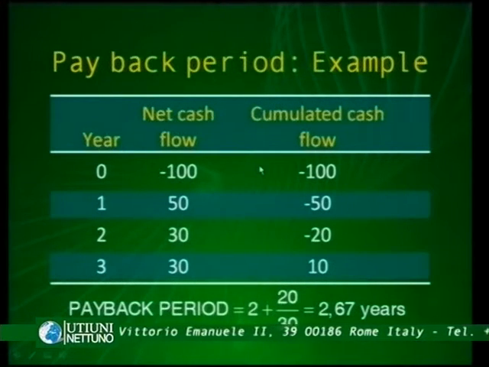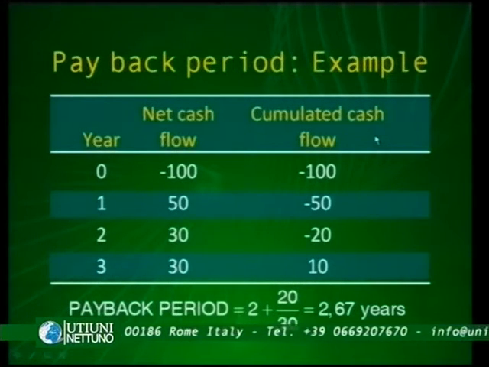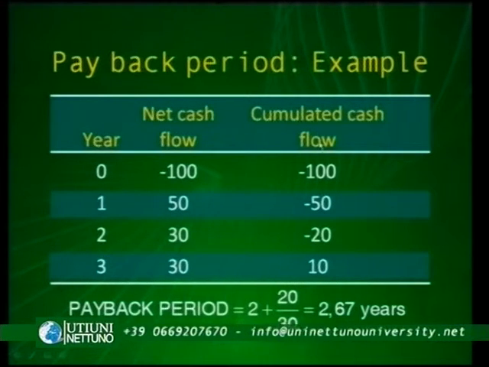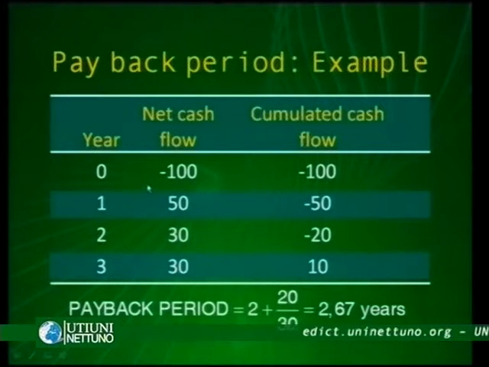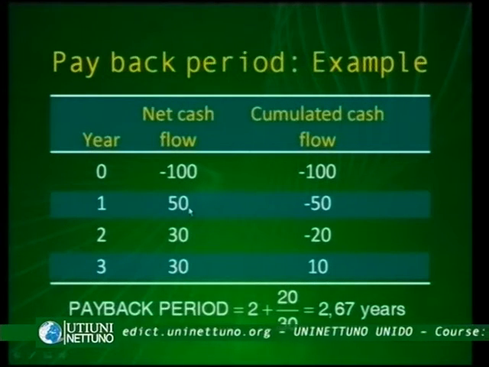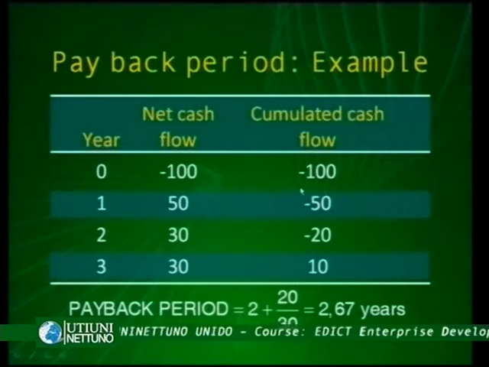So in order to calculate the payback period, we have to calculate the cumulative cash flows. The cumulative cash flow that we read in the last column of this table, at time 0, is equal to minus 100, that is the cash flow that I have at time 0. In year 1, the cumulative cash flow is equal to the net cash flow that I had in time 0 plus the inflow that I have at time 1. So I have minus 100 plus 50, I have minus 50.